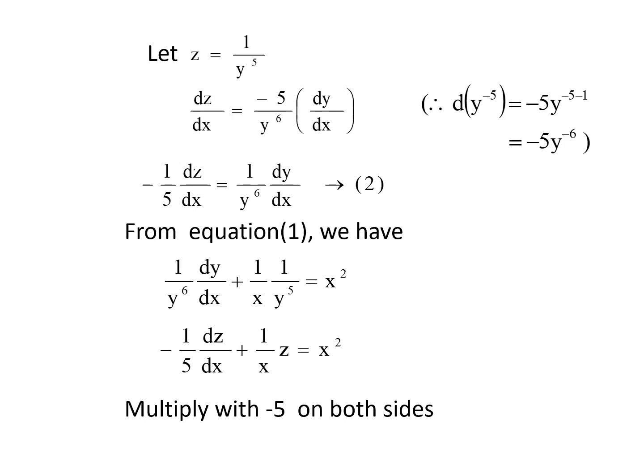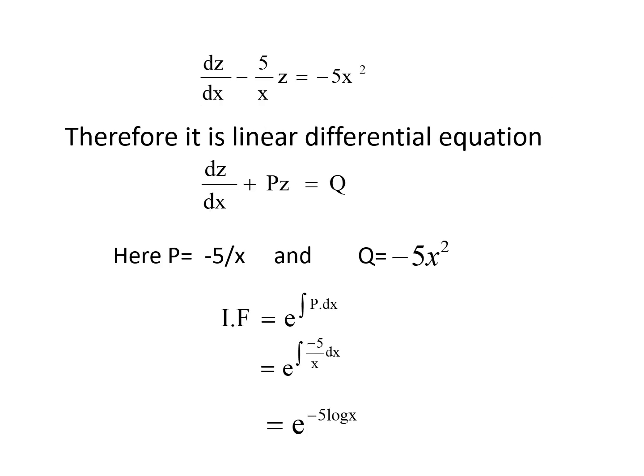Then it becomes minus 1 by 5 into dz by dx plus 1 by x into, we already gave the name z for 1 by y power 5, so just replace it, 1 by x into z, which is equal to x square. Move on to the next line. We are going to multiply with minus 5 on both the sides.